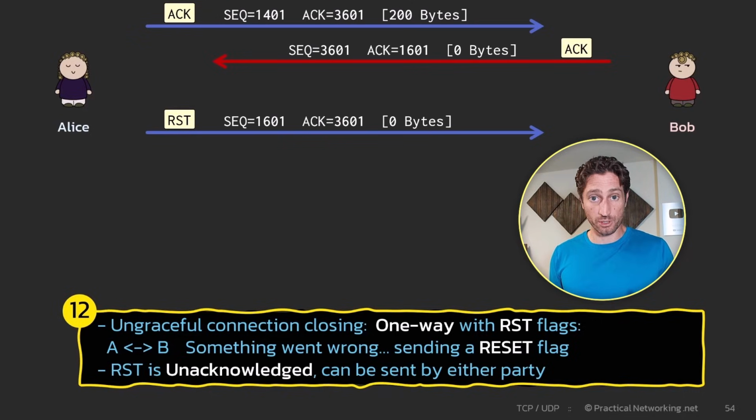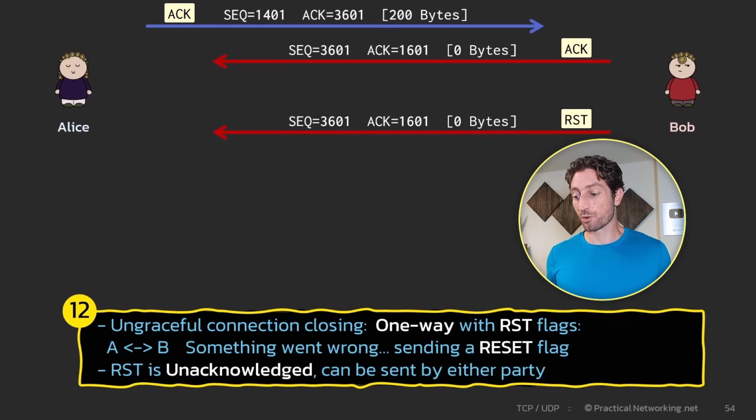But for the sake of thoroughness, I'm going to show you what the reset would look like if Bob had sent it here instead of Alice. And as expected, it's going to follow the same rules for sequence numbers and acknowledgement numbers that we discussed throughout this lesson. Bob's last sequence number was 3601 and didn't include any new data. Therefore, the next packet he's going to send is also going to start at 3601. And since it includes this reset flag, the connection is instantly terminated.